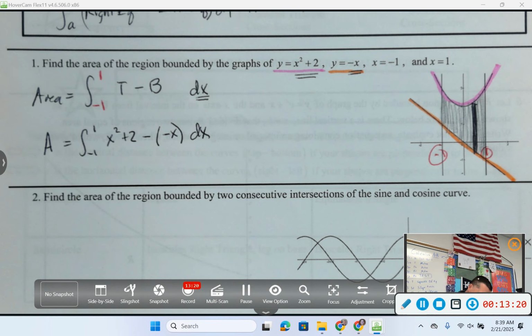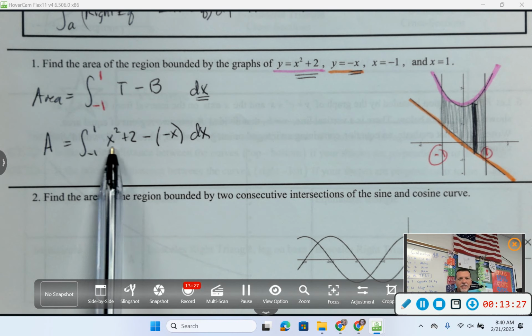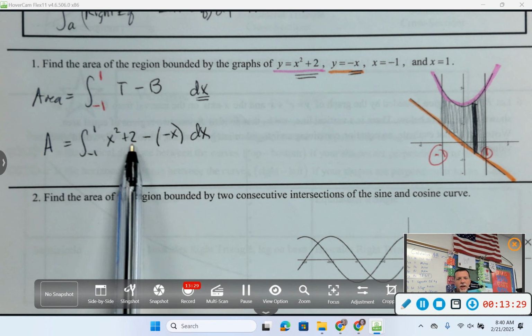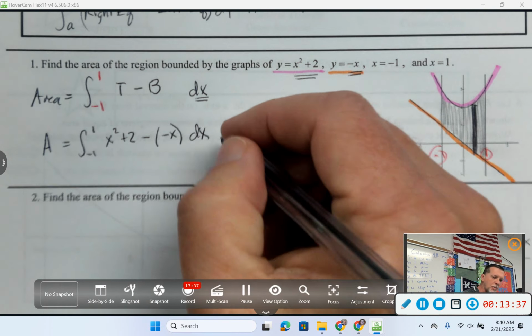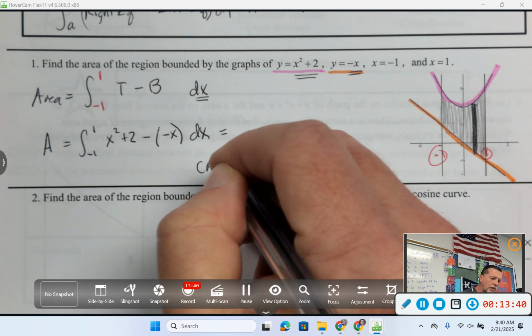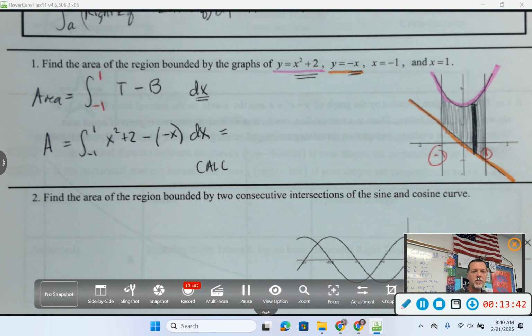All right, I was just looking to see if we're going to use our calculators or not, because we can do that by hand. It's not terrible. X cubed over 3 plus 2x plus x squared over 2. Not awful. But most of the time when we do these problems, the work is the setup, and we will usually use the calculator to get an answer. So grab a calculator.